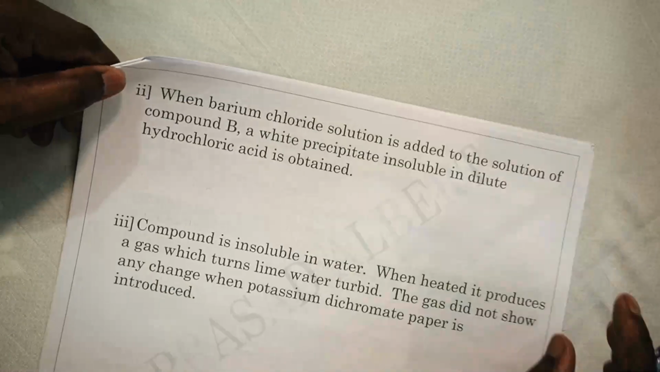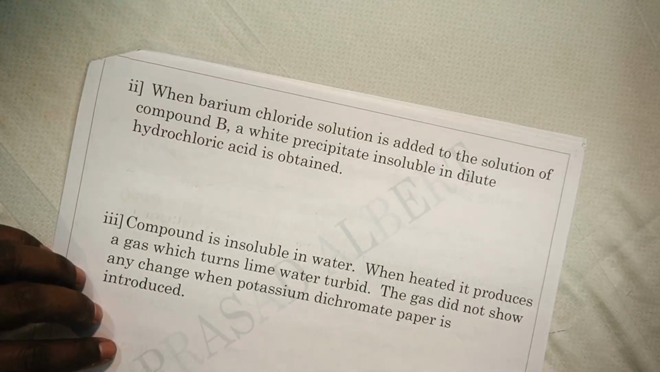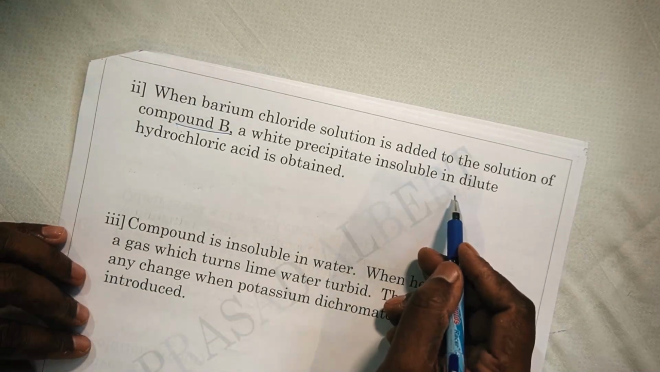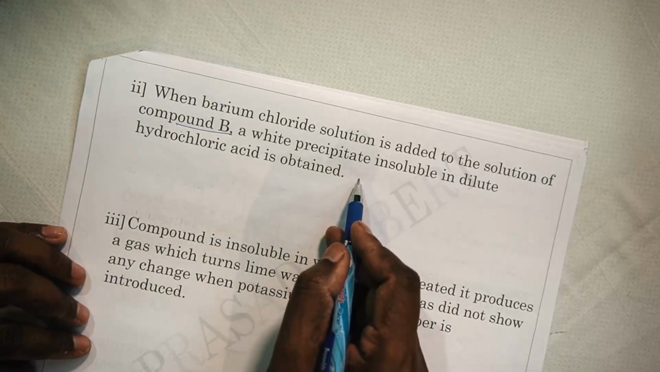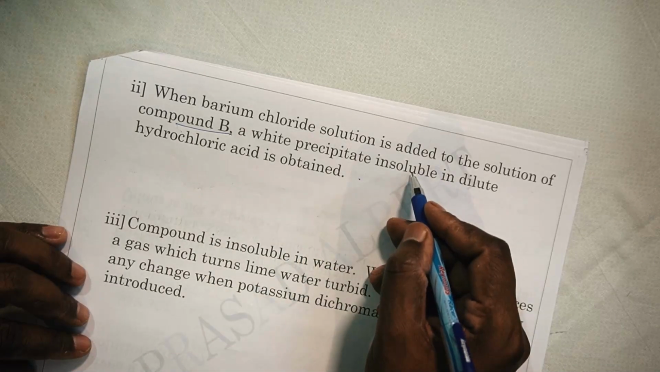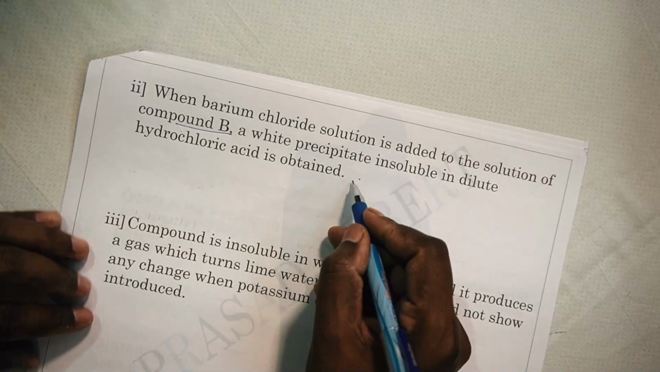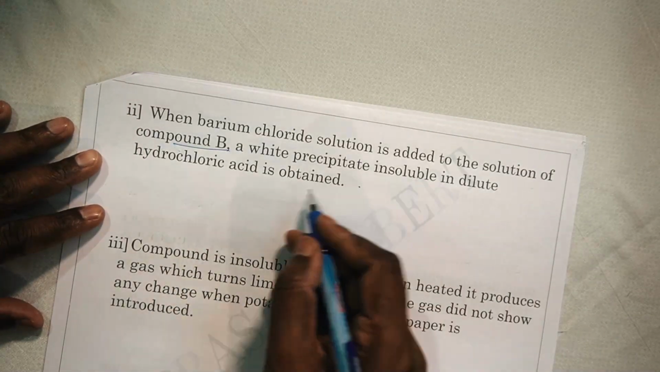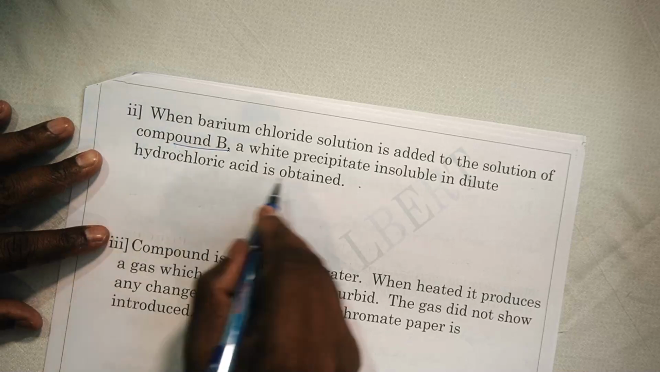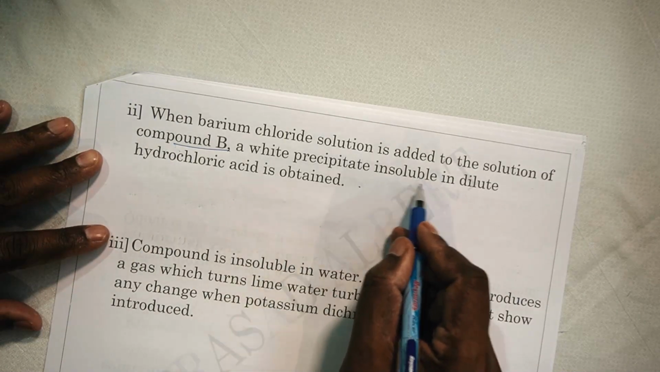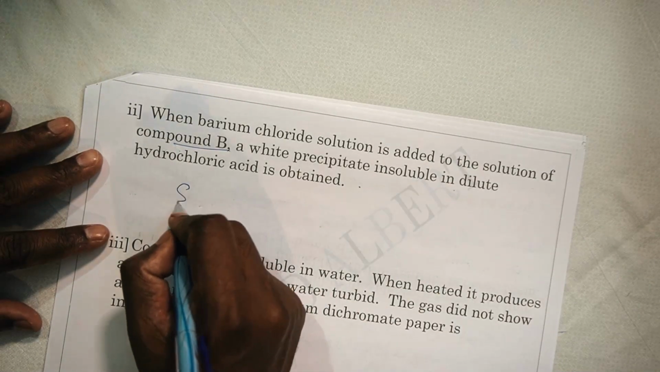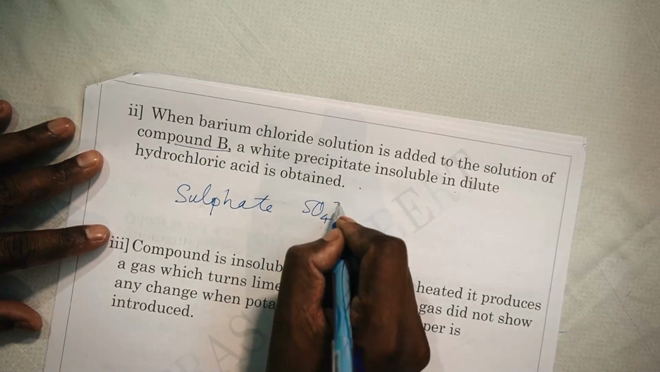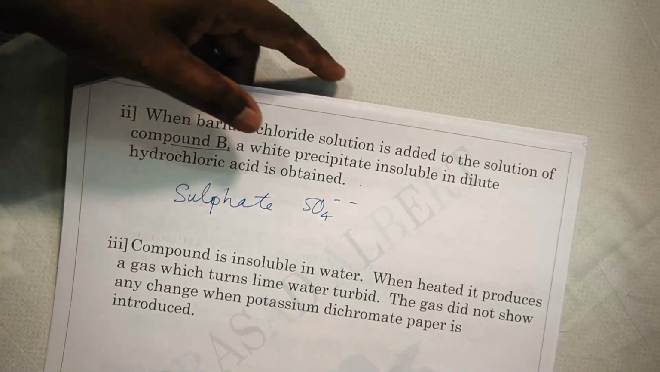Now similarly, when barium chloride solution is added to solution of compound B, white precipitate insoluble in dilute hydrochloric acid is obtained. A white precipitate is formed. The precipitate is insoluble in dilute hydrochloric acid. So you are adding barium chloride solution to compound B. So white precipitate. What is the meaning? The dilute hydrochloric acid is added, the precipitate is insoluble. The anion present is sulfate or SO4 2-. We have already discussed about this, right?